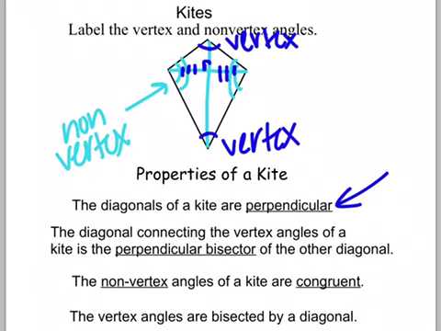The non-vertex angles of a kite are congruent, and the vertex angles are connected by a diagonal, or bisected by a diagonal.